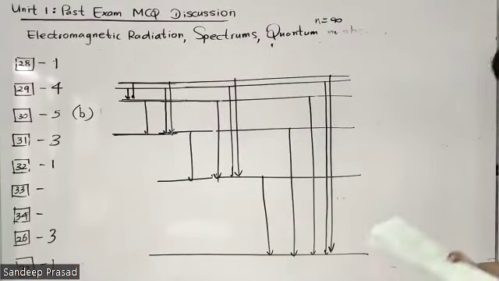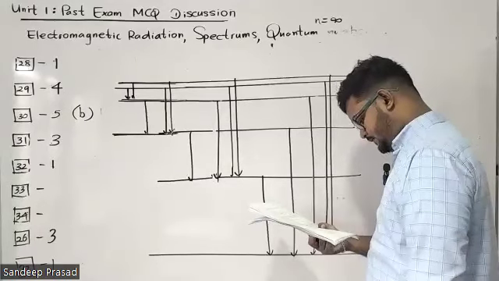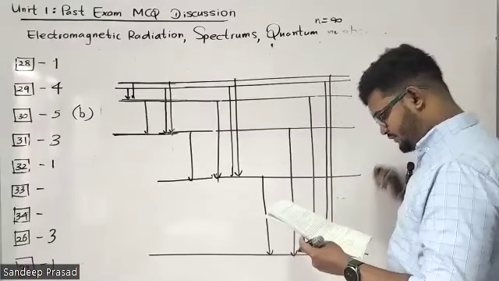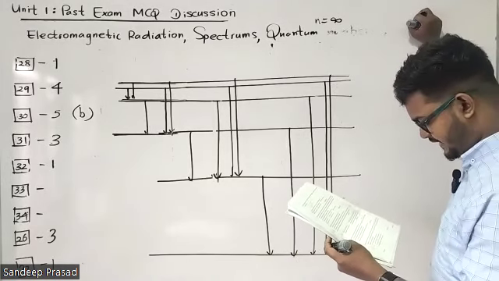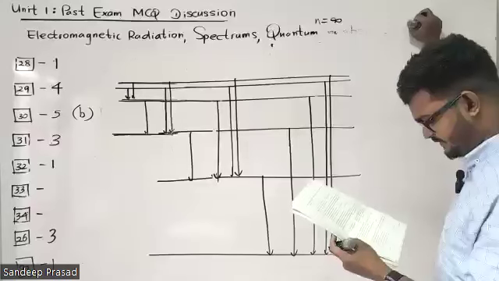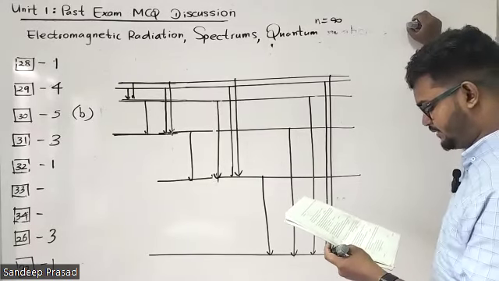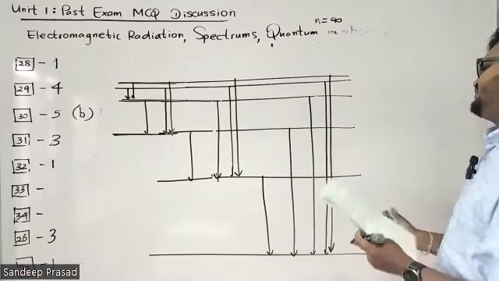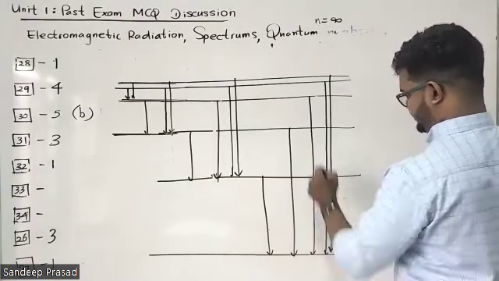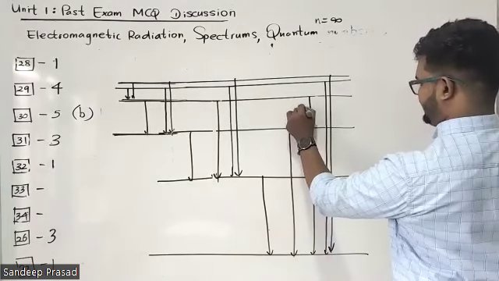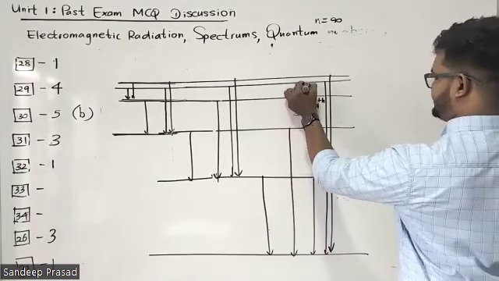Okay, in this way. Which of the following pairs of lines have a difference between them which is equal to that between the third and fourth lines of the Lyman series? So which is the third and fourth line? 1, 2, 3, 4, 5. So the third and fourth one is this one in Lyman. That means if you consider a gap, this is the gap.